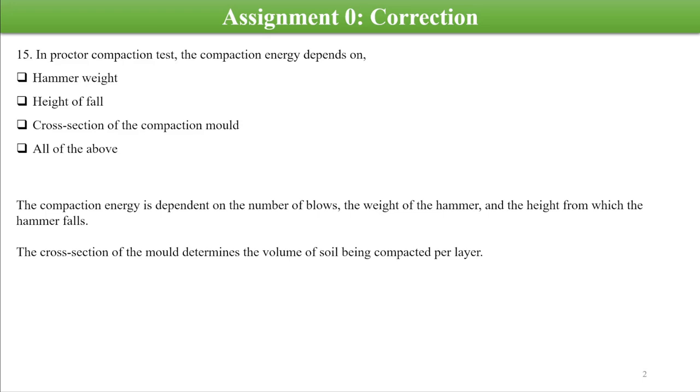But the cross section of the compaction mould decides how much compaction is happening, but it is not contributing anything to the compaction energy. Okay, so for this one, the right answers will be first and second. Okay, so now coming to week 2 of this course.